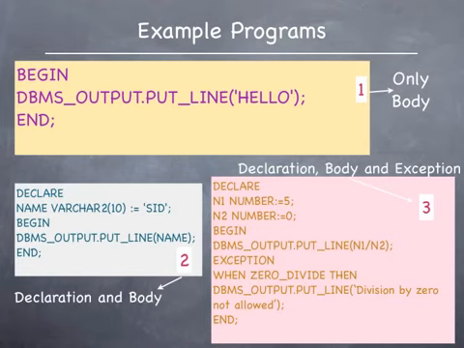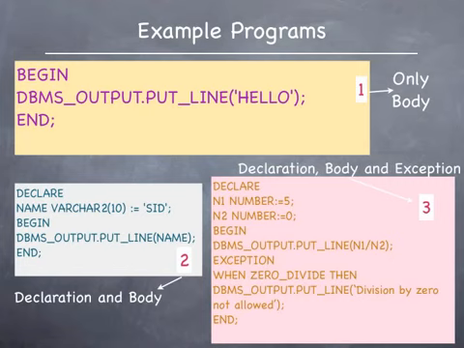The second program is an example of a program that has a declaration section and a body. In the example, you're declaring a variable called name that can hold character data in it. The value sid is stored in the variable name. In the body of the program, you are displaying the contents of the variable name. The value sid will be displayed on the screen.